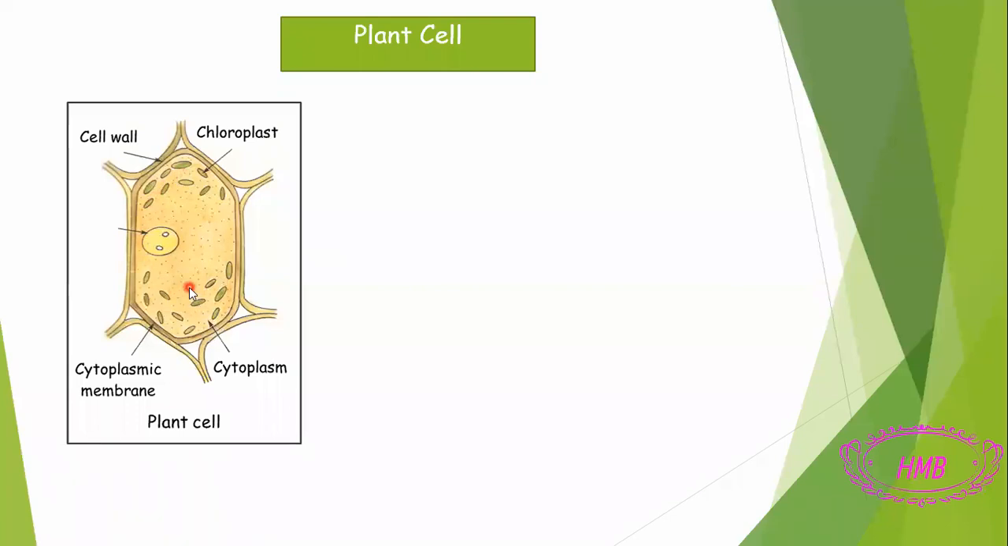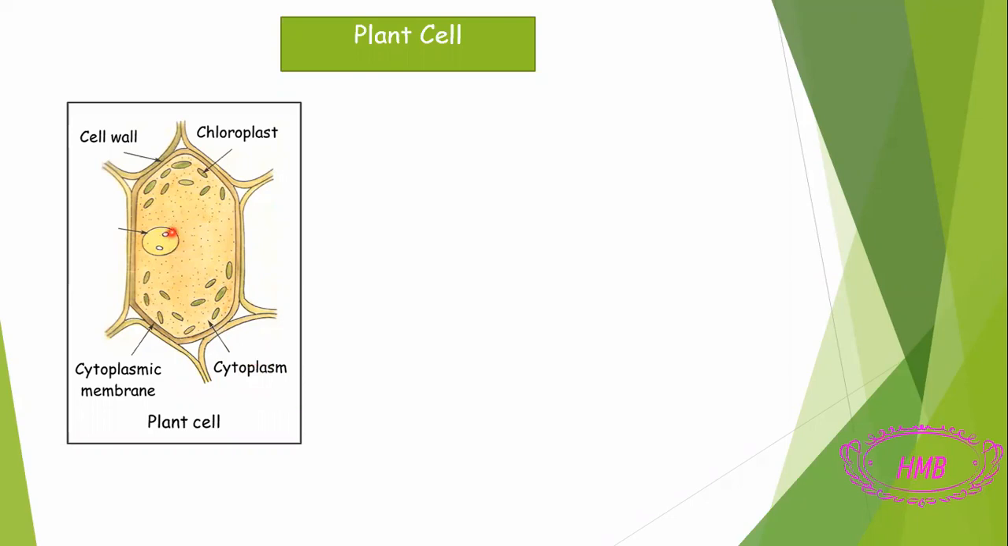So this is a cell. That means it has a function to perform. For this cell to work, it must have a space so that all the work will happen in this space. And we learned before that this space has a name, which is called cytoplasm. That's why plant cells have cytoplasm, just like the animal cell.